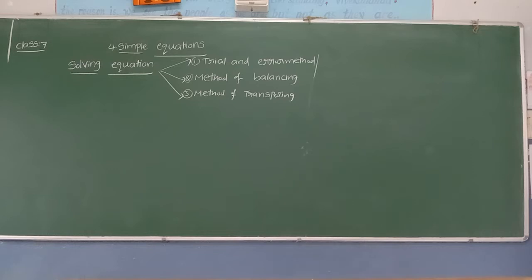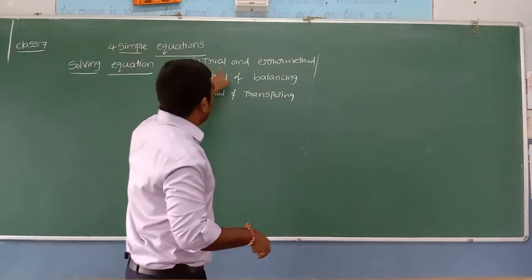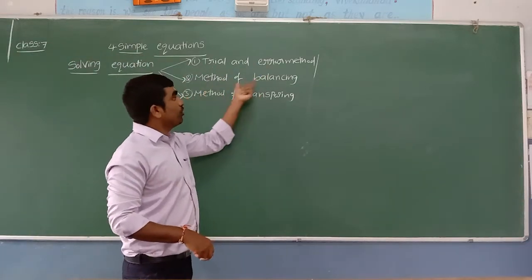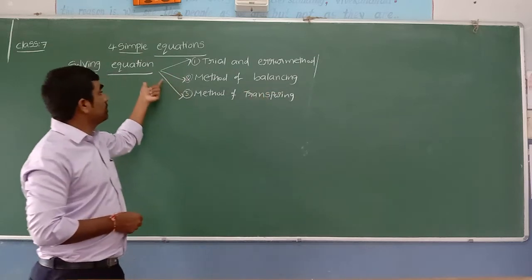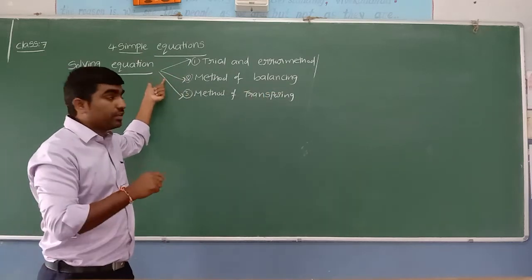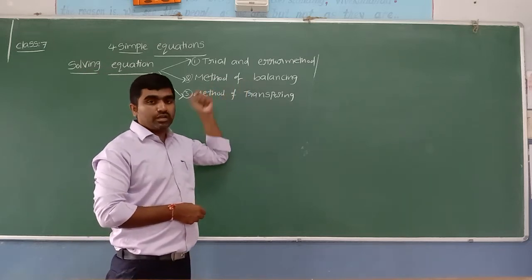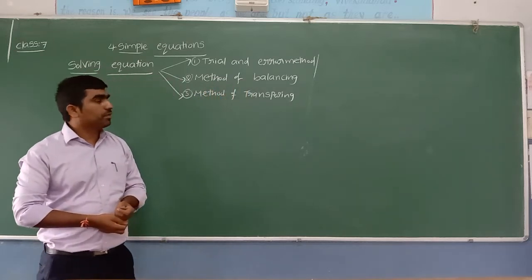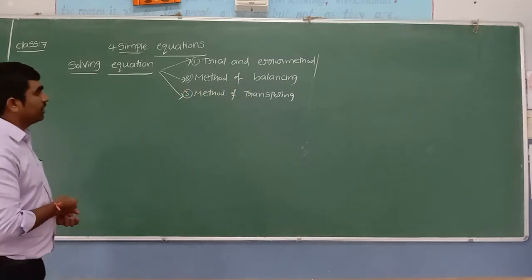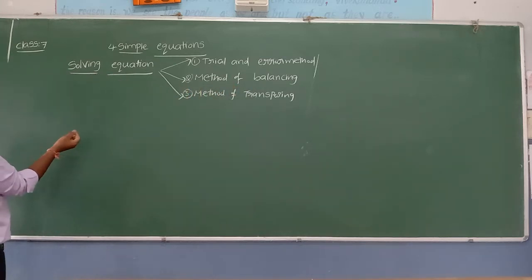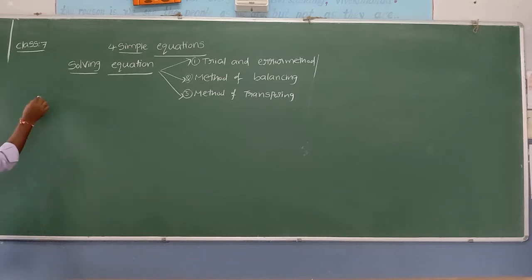Yes, okay children, we have now completed the trial and error method. Let's see the method of balancing. How can we use this method to solve a simple equation? How can we find the solution by using this method? We'll see the method of balancing now. So before going to this method, let me give you some small instructions here. See once. Let me take one example right here.